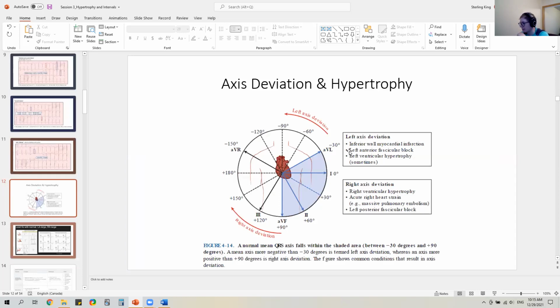So axis deviation. If you have a left axis deviation, you're going further away. That means the inferior leads like AVF are going to be negative. So you're going to be having more like a left ventricular hypertrophy. And with a right axis deviation, you're moving over to this side of the graph. That would mean that you have lead 1 being negative and your lead AVF being positive, and that's a right axis deviation.